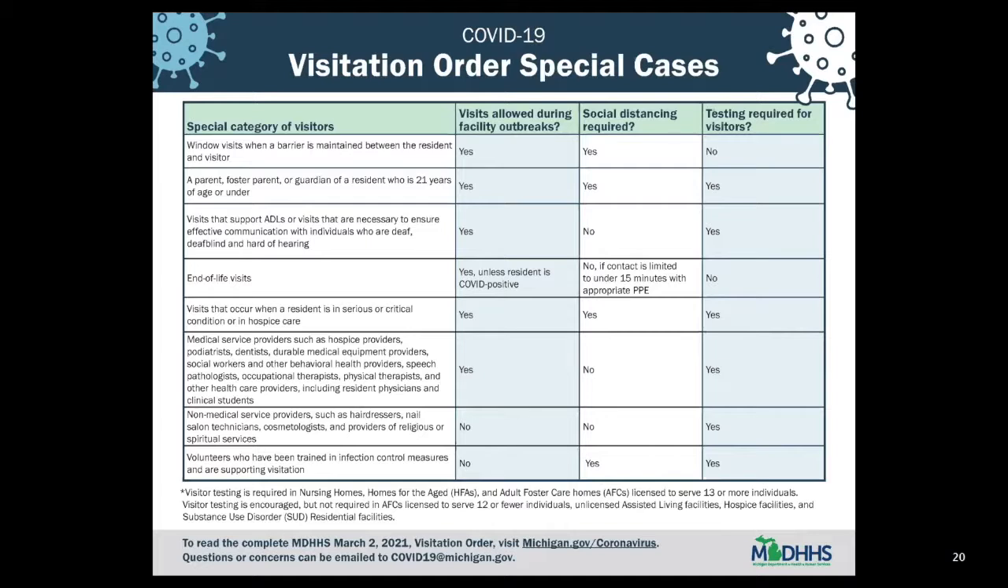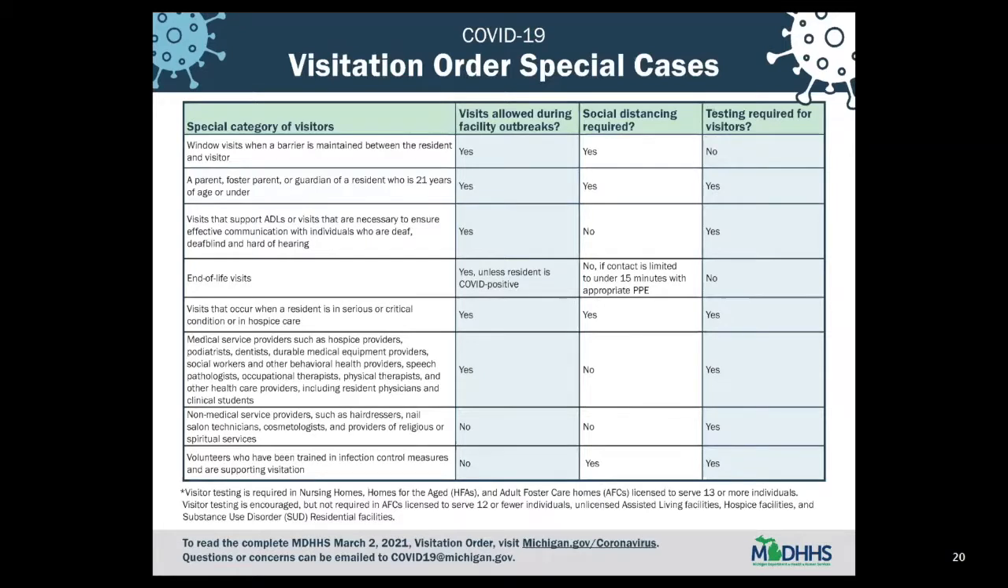So just taking the broad approach here, you can see that almost never are visits allowed during facility outbreaks, except in circumstances where you're not having that close contact, or you're visiting someone in this special category. A window visit, when the barrier is maintained between the resident and the visitor. Obviously, there's no method of transmission that can happen there. There is an exception when a foster parent or guardian of a resident who's 21 years of age and under, testing is required, social distancing is required, but those individuals still can visit the facility during outbreaks.